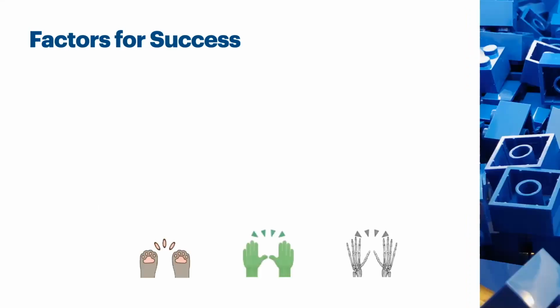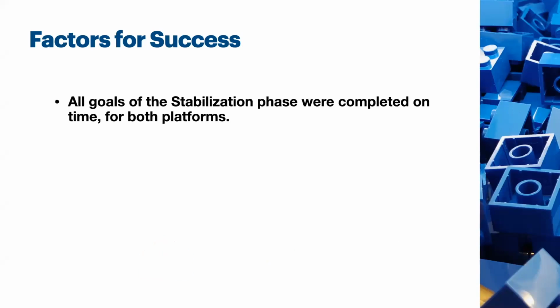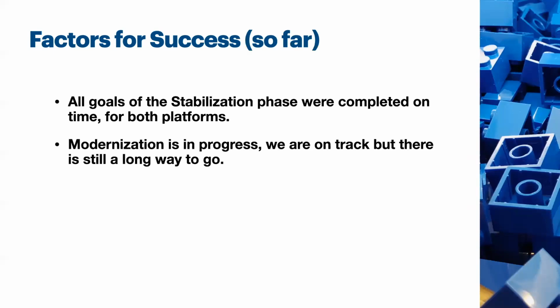So why has this project been successful, or has it been successful? Well, we started off with the stabilization phase, and all goals of that phase were completed on time for both platforms. 100% completed everything. So that was certainly successful. We are now in the middle of the second phase, the modernization phase, and that's still in progress. So there's a bit of a caveat here. We're on track, but there's still a ways to go. So we're successful so far.